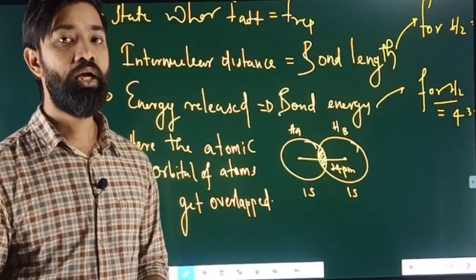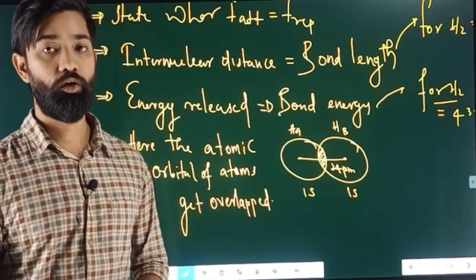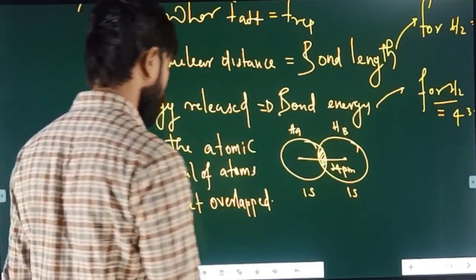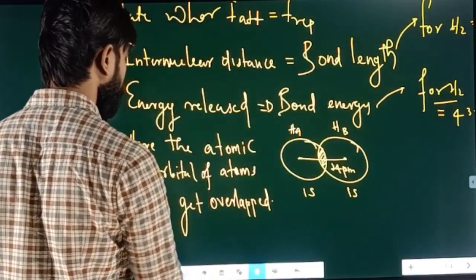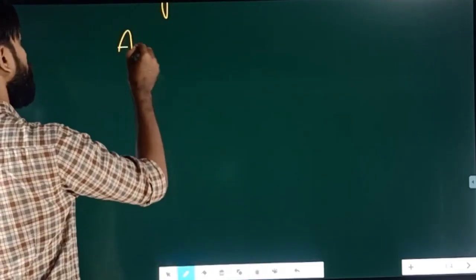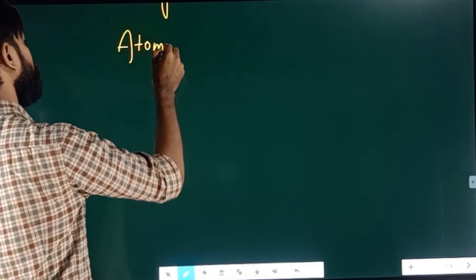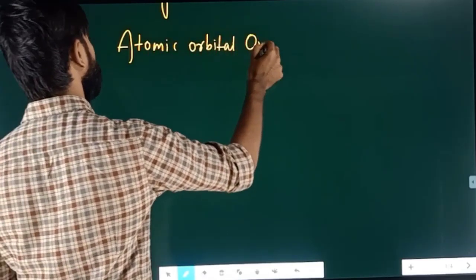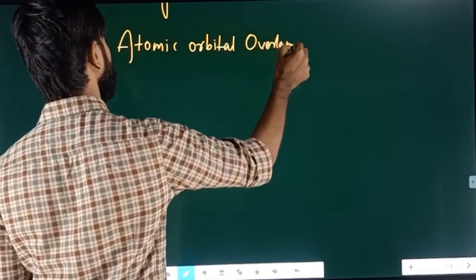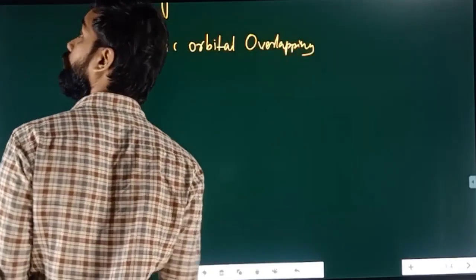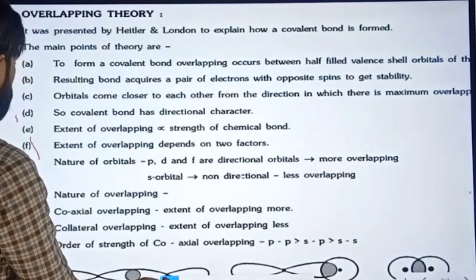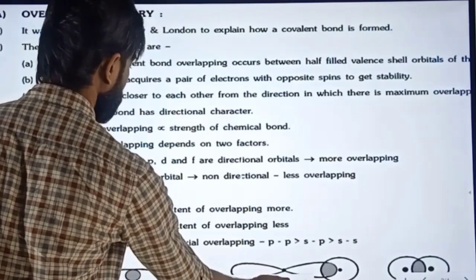Now we can discuss how the atomic orbitals can overlap, what the criteria are, and what the different types of overlapping are. So move to the next topic, atomic orbital overlapping. Now we want to discuss the criteria, how overlappings are possible.